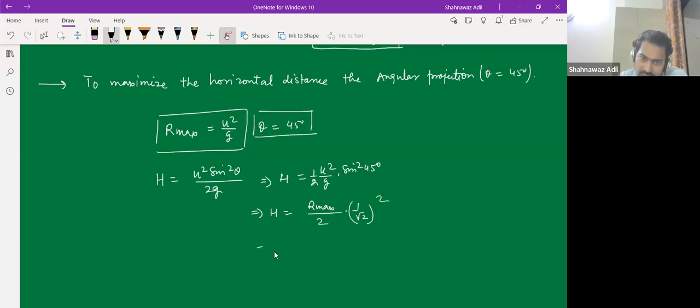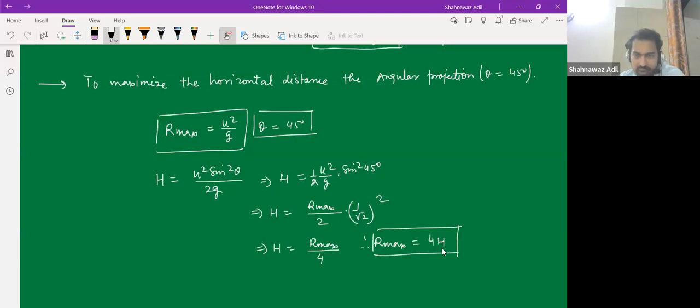So this is h equals R max divided by 2 into 2, which is 4. So R max would be how much? This would be 4h, right? And remember that I'm not writing h max, because h max would be different.